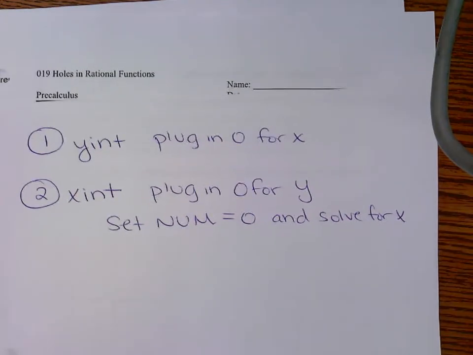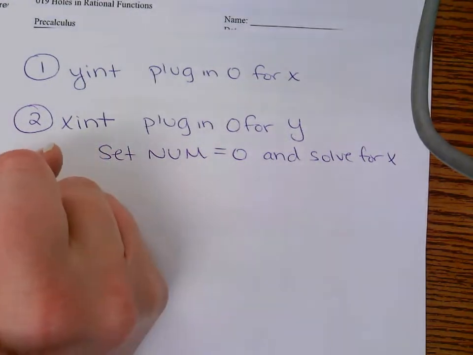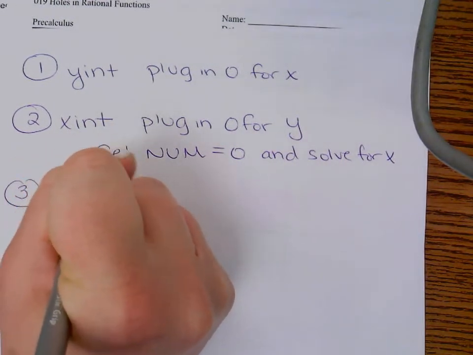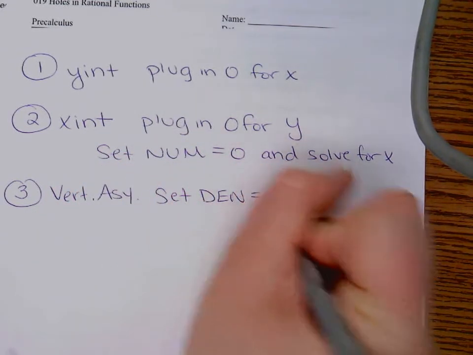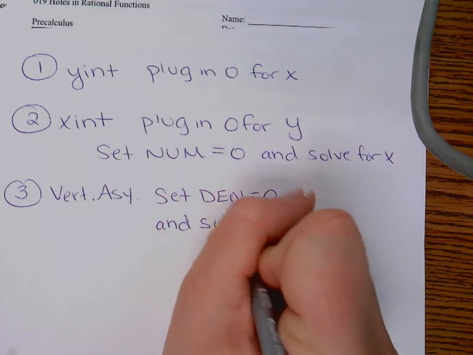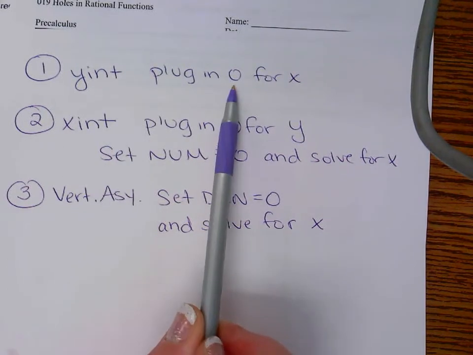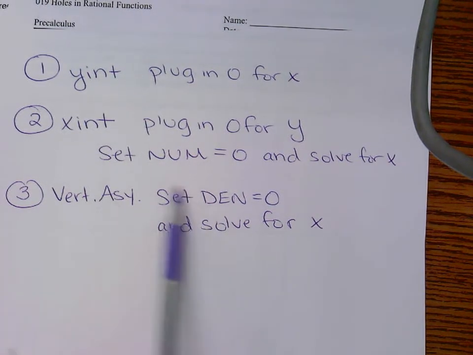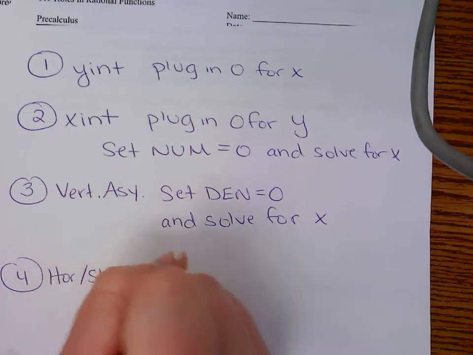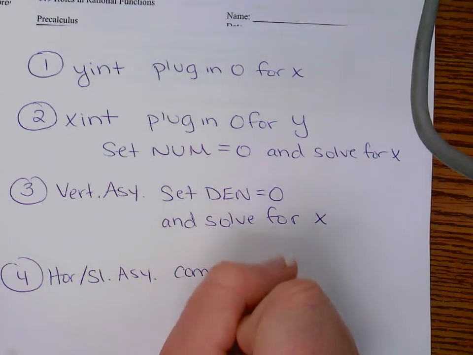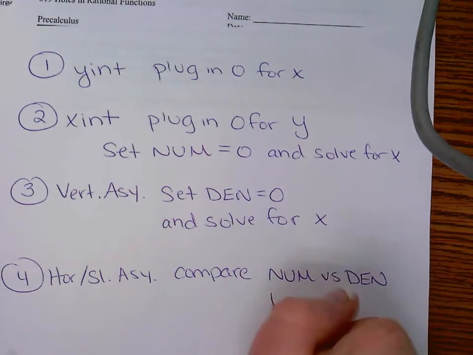So our second step is we want to set the numerator equal to 0, which leads into our third step, our vertical asymptote, because then we're going to set our denominator equal to 0 and solve for x. So if you do it in the same order every time, first you plug in 0 for x, then you check out your numerator, then you check out your denominator, and then step 4, for your horizontal or slant asymptote, you're going to compare your numerator versus your denominator, the powers.